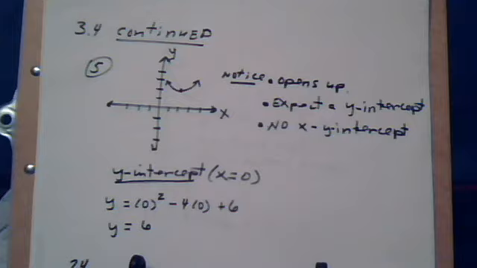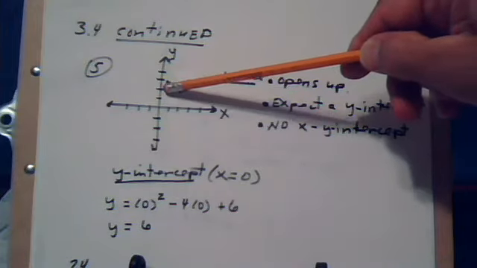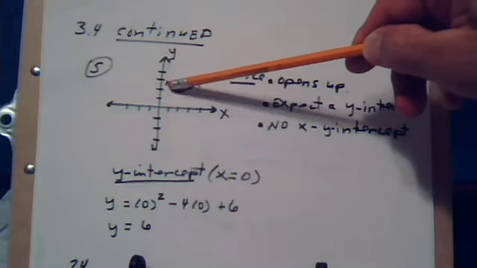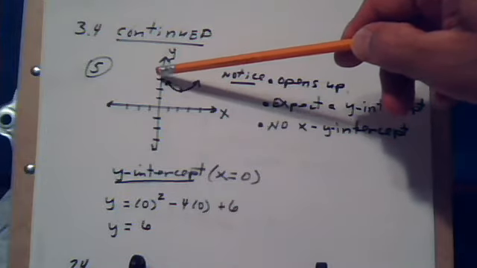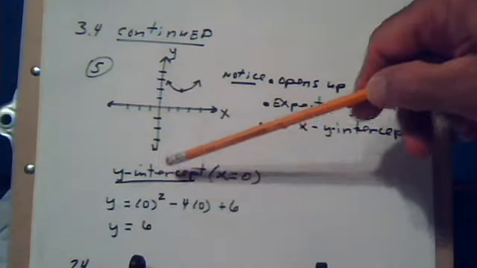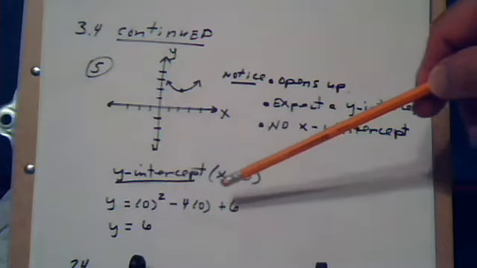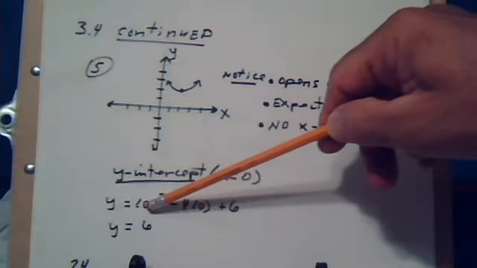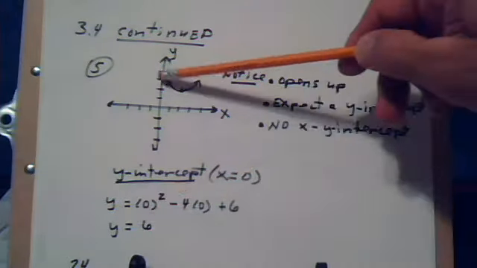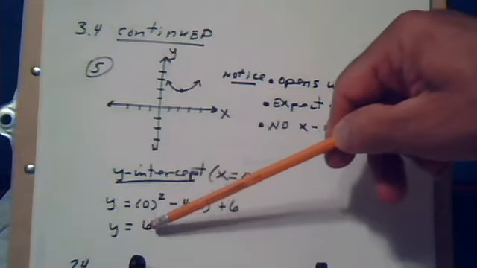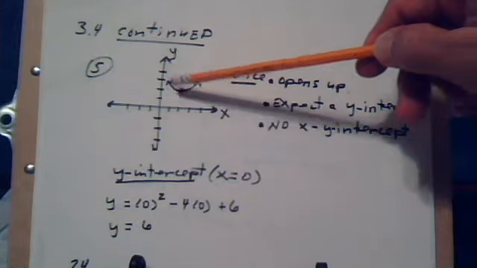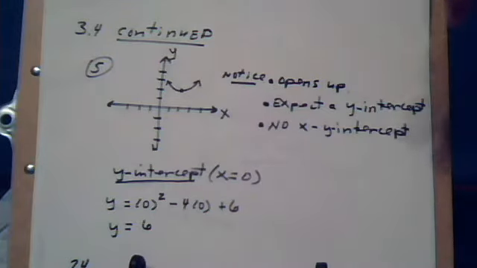We need more points. Since we know that this branch is going to hit the y-axis, we know it's going to intersect it. We need a y-intercept. So how do you find a y-intercept? You let x equal 0. So plug in x equals 0 into the equation, and it tells you that this parabola is going to intersect the y-axis at y equals 6. So now we have a point to plot, which will give us a better graph.